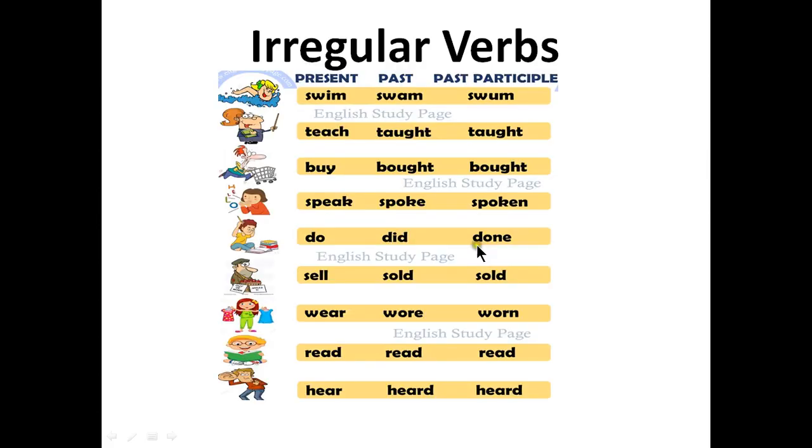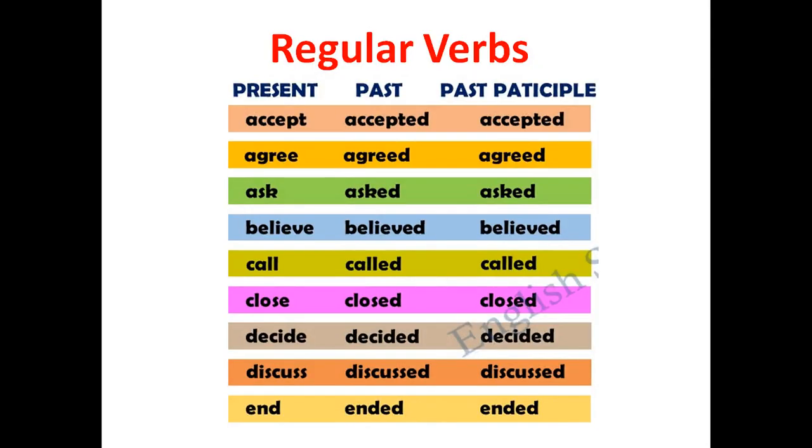My dear students, here you have some examples of irregular verbs: teach, taught, taught; buy, bought, bought; speak, spoke, spoken; do, did, done; sell, sold, sold. You will not find any ed or ied at the ending of these verbs. So grammatically we will call them irregular verbs. And here you have some examples of regular verbs: accept, accepted, accepted; ask, asked, asked; call, called, called; decide, decided, decided, because you will find ed or d at the ending of their past and past participle forms.